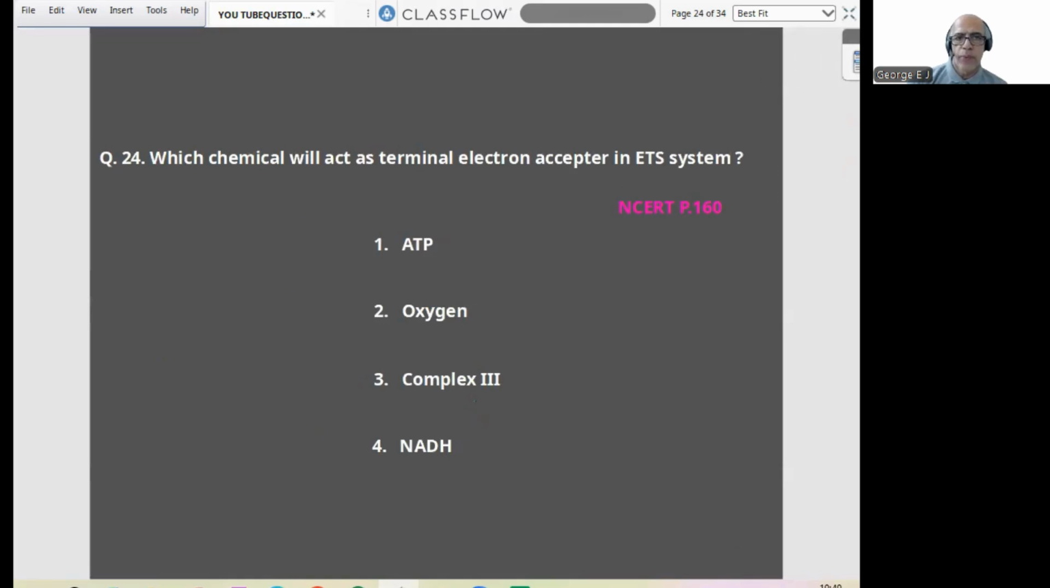Now comes 24. Which chemical will act as the terminal electron acceptor in the ETS system? NCERT clearly says the terminal acceptor is oxygen. Lastly only oxygen will be playing the role. So it is oxygen, option 2. Now 25.